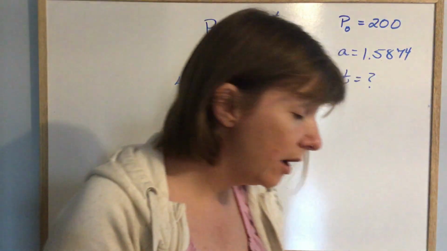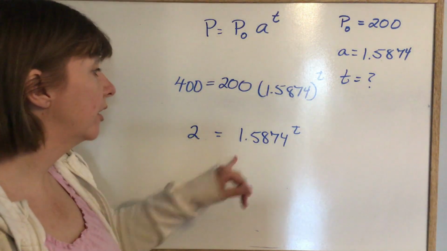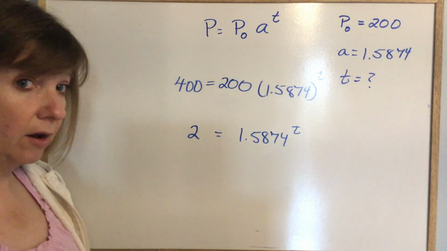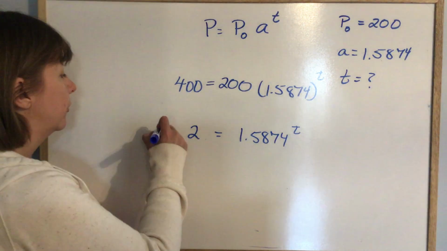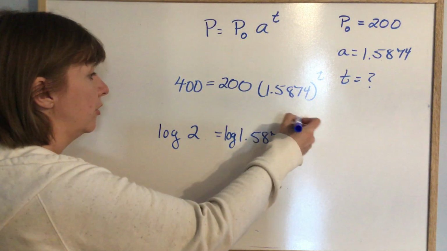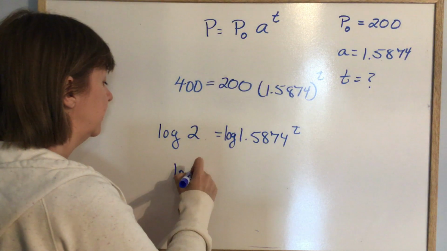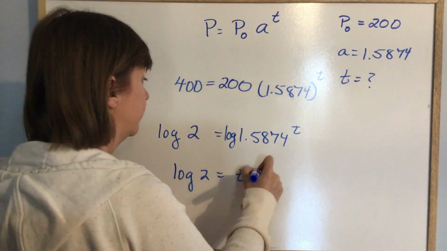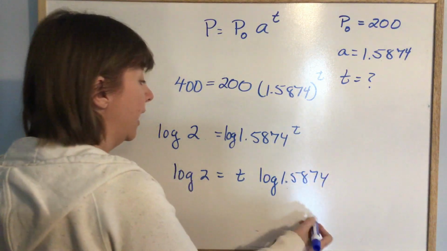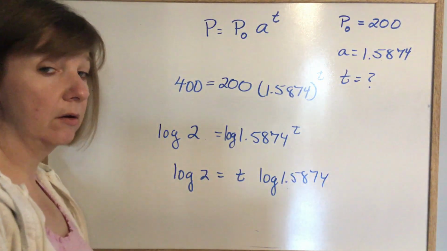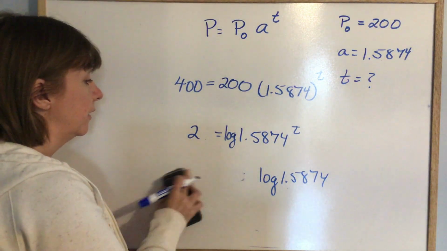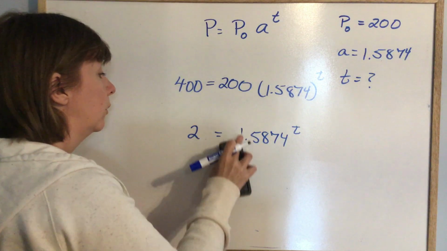Now, when we're trying to find an unknown in an exponent, again, thinking back to Math 12, you actually have a couple of options. I could take the log of both sides and bring my T down in front. So I could take the log of this side, take the log of this side, use my power rule, bring the T down in front. So I have T log of 1.5874, and then I could divide both sides by log of 1.5874.